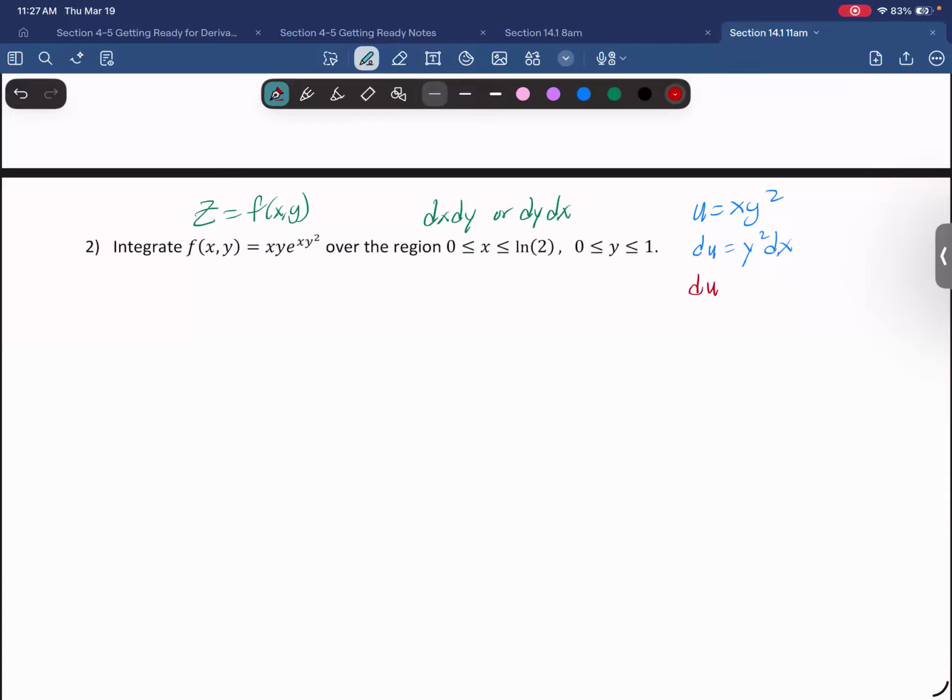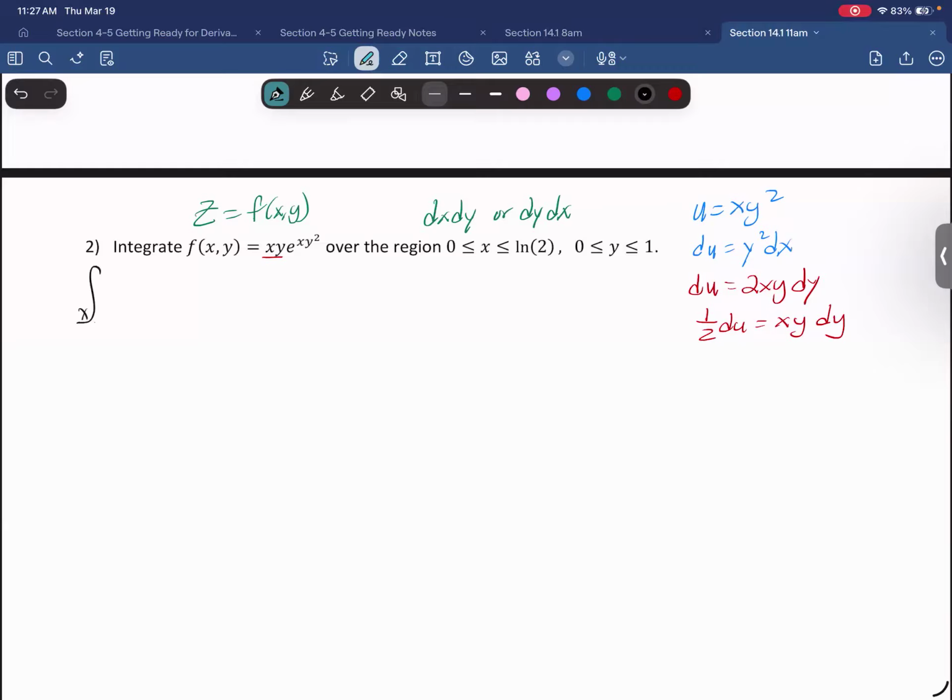What about with a dy? If I do a dy, I have du equals 2xy dy. And I have an xy out front, so this is doable. It's going to be better if I rearrange that, putting the 2 over on the left by dividing by 2. So I'm going to do dy on the inside, which means I'm going to do dx on the outside.